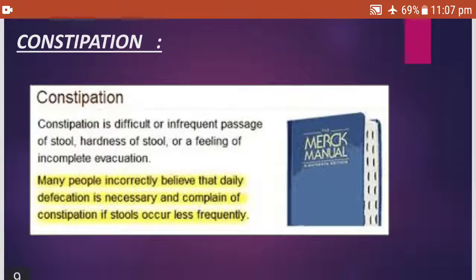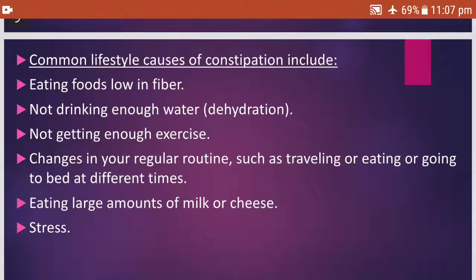So what do we need to do to avoid constipation? First, we should know what the causes of constipation are. Eating food low in calories, low in fibers, not drinking enough water, not getting enough exercise, changes in your regular routine such as traveling or eating or going to bed at different times, eating large amounts of milk or cheese, and stress. These are the causes of constipation.